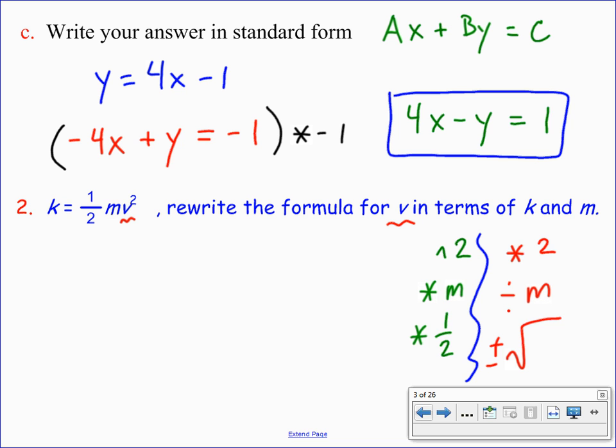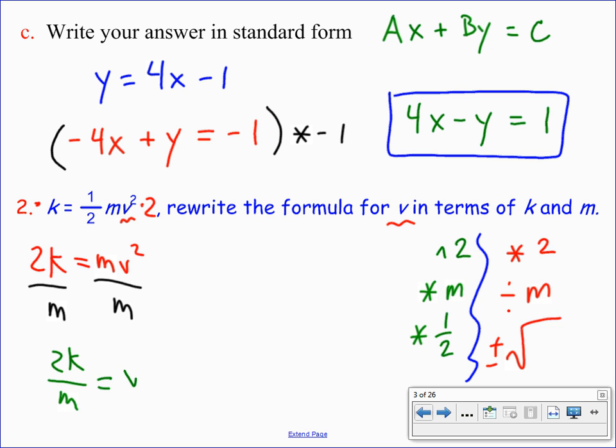First step, times by 2. So both sides will be multiplied, oh, look at that. Did you guys see that? That was pretty sweet. So 2k equals mv squared. We got rid of the 1/2. Next, divide both sides by m, and that will get us 2k over m equals v squared.